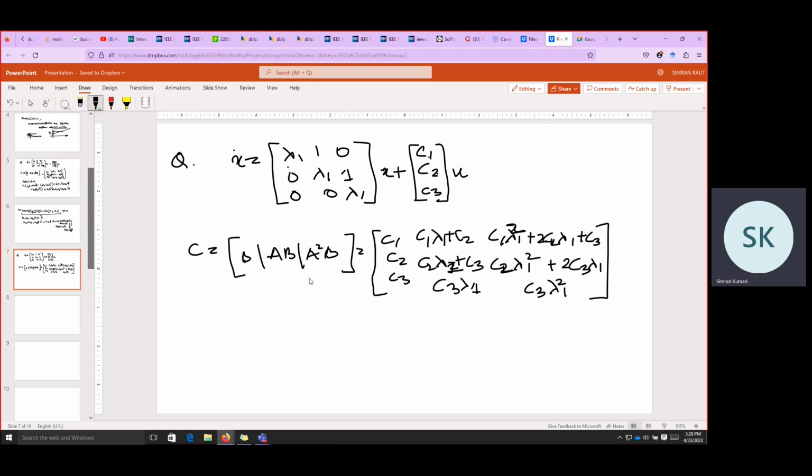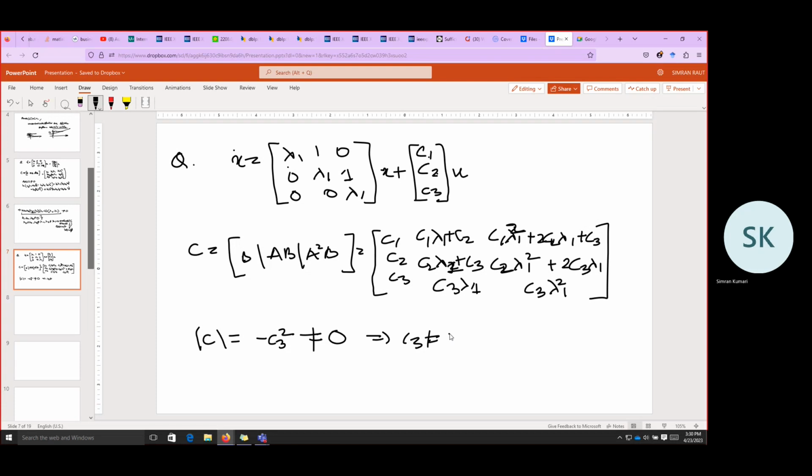We find the determinant of this one. This would be minus C3 cubed. We solve this. So this should not be equal to 0 in order for the system to be controllable. Now in this case, the only condition is that C3 should not be equal to 0. Even if C1, C2 are 0, it doesn't matter, but C3 should not be equal to 0, and then this system is controllable.